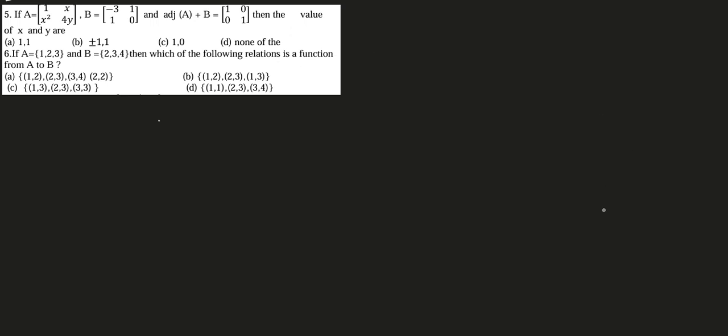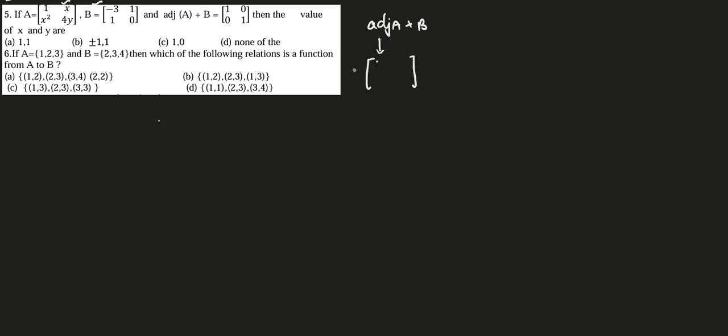Now we can see question number 5. It's from matrices. Two matrices are given, matrix A and matrix B. The question asks for adjoint A plus B. See, how do we find the adjoint of a 2 by 2 matrix?